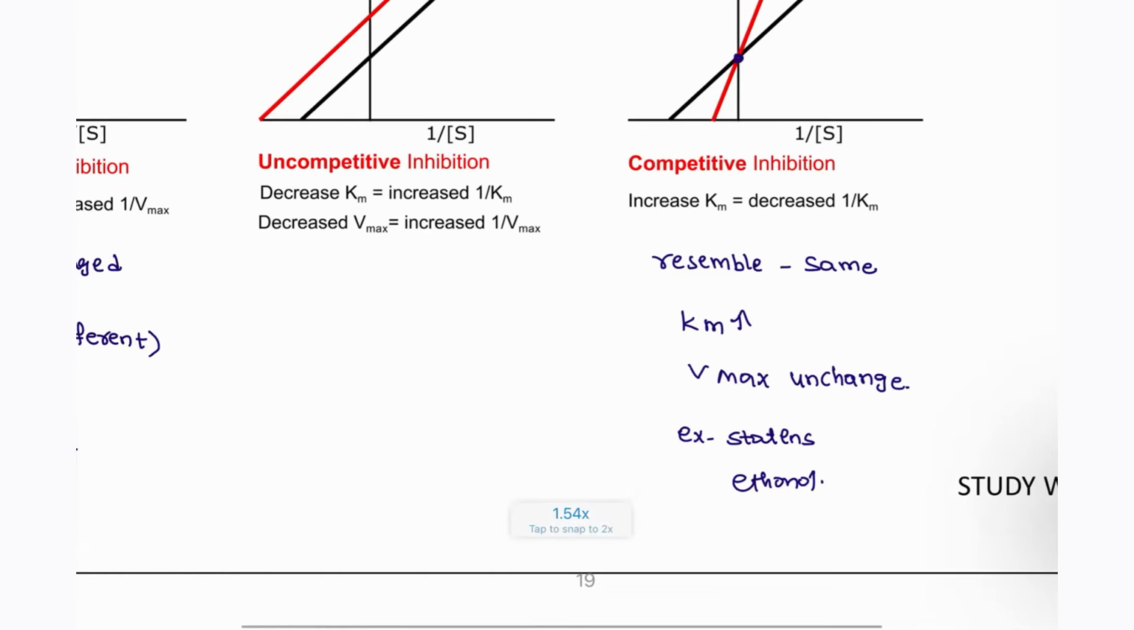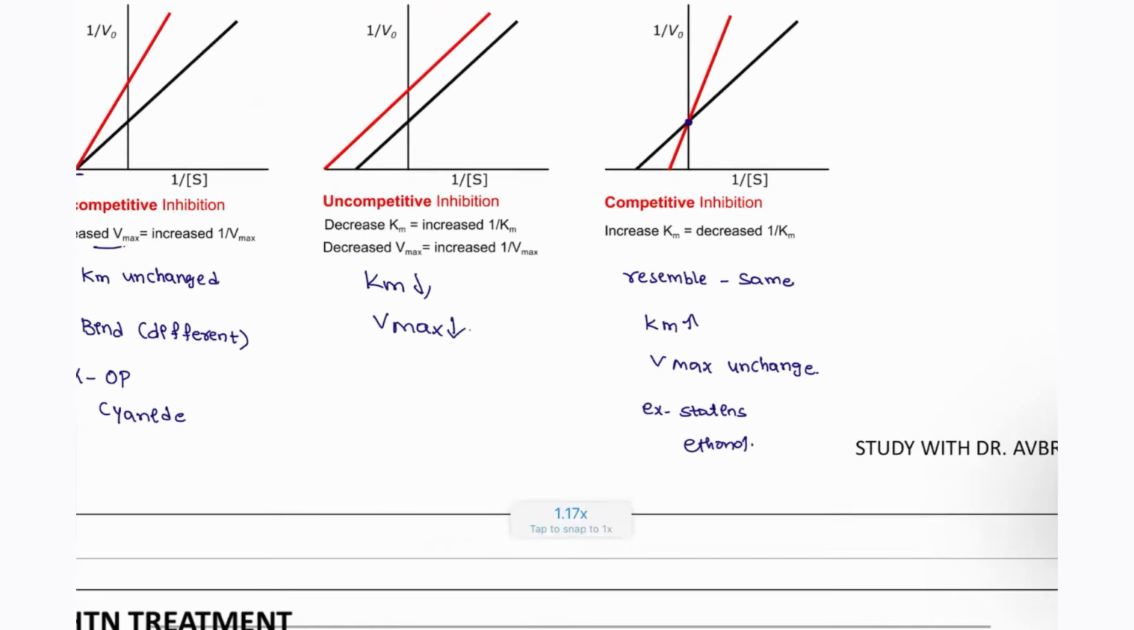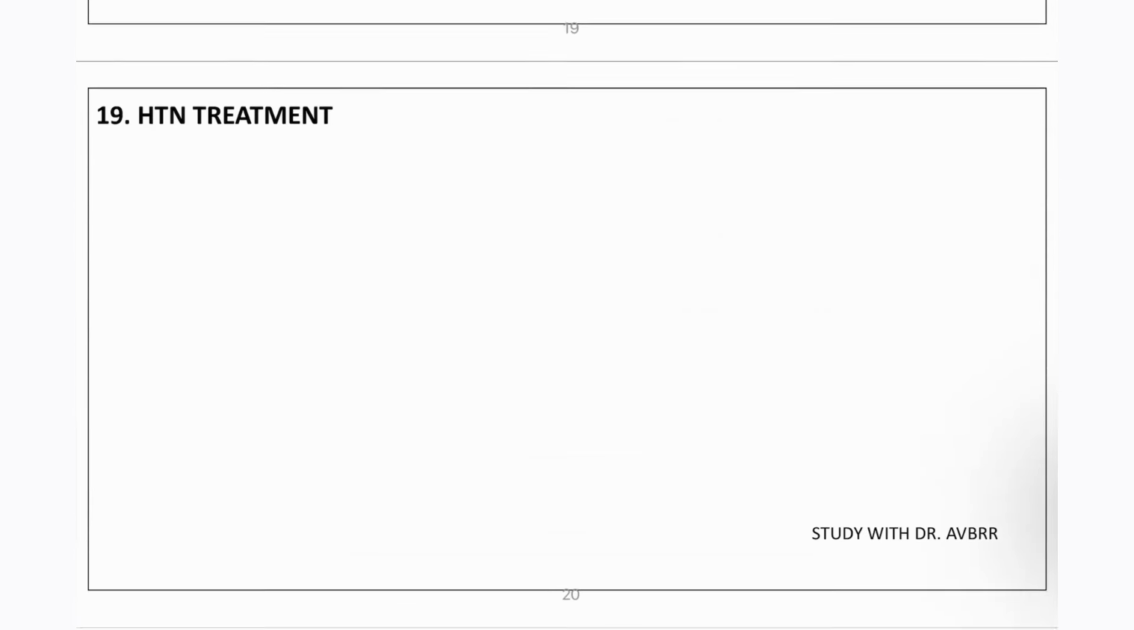Next, uncompetitive inhibition. Here the Km value is decreased and also the Vmax value is decreased. Okay, this is how you have to remember the competitive versus the non-competitive inhibition.